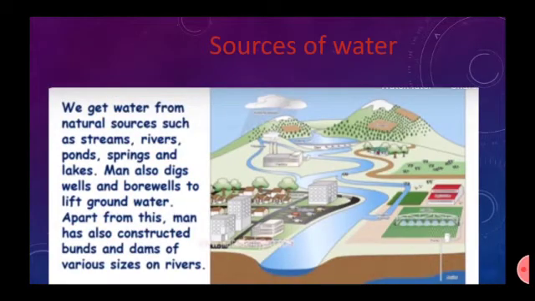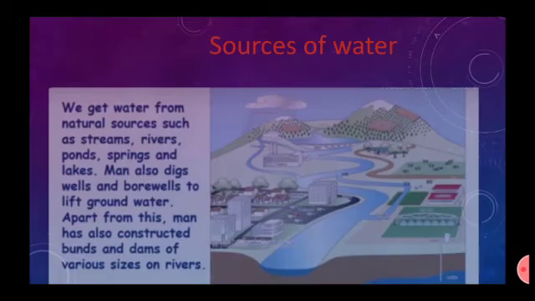Sources of water. We get water from natural resources such as streams, rivers, ponds, springs and lakes. Man also digs wells and bore wells to lift groundwater. Apart from this, we have also constructed bunds and dams of various sizes on rivers. Due to the uncontrolled use of water for an increasing population, industries and farming, it is now in short supply. Water scarcity has become a serious problem. Do other living things use water like we do? Yes, they use water, but we use water in a large quantity.